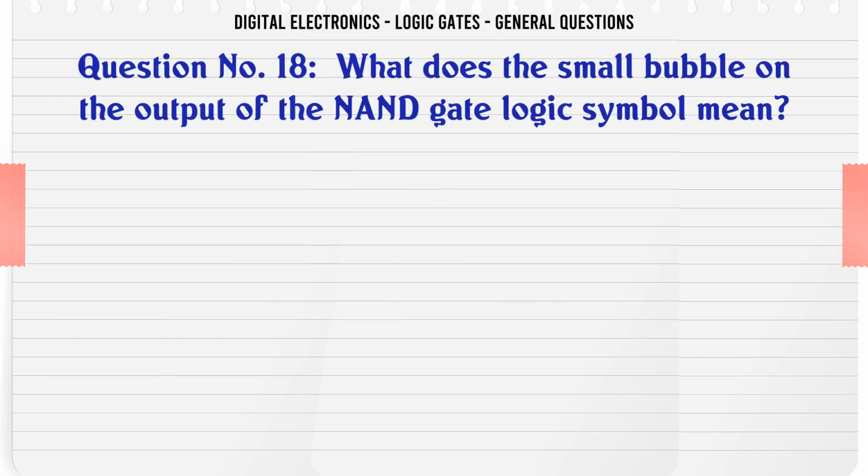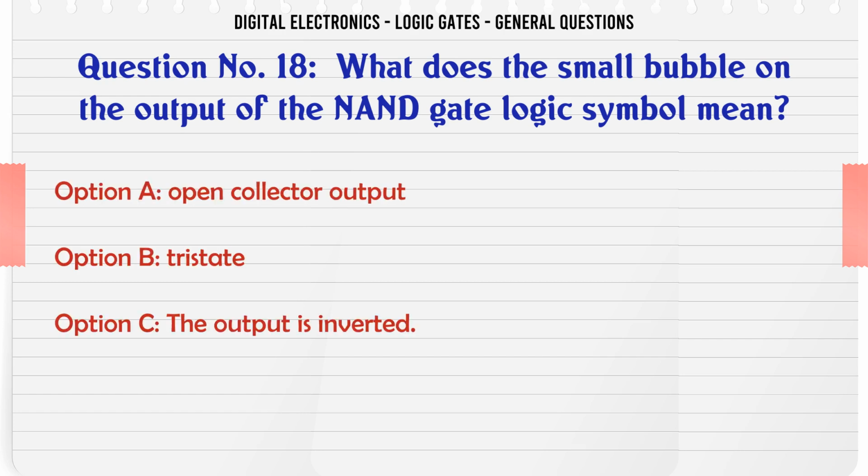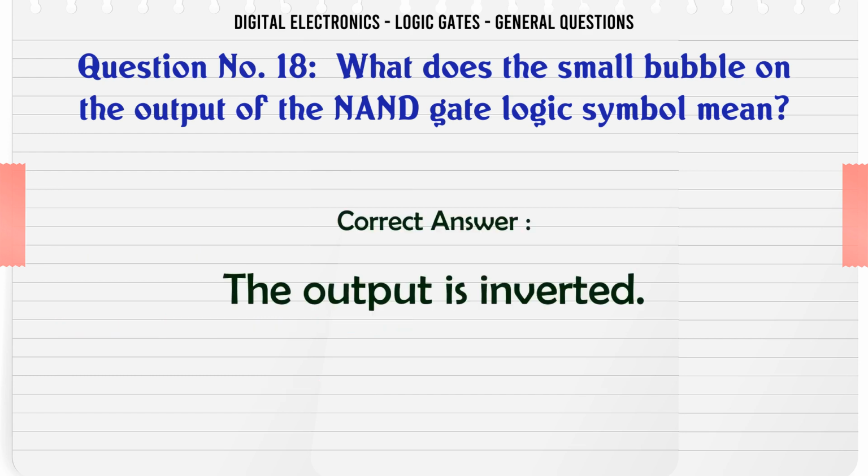What does the small bubble on the output of the NAND gate logic symbol mean? A) open collector output, B) tri-state, C) the output is inverted, D) none of the above. The correct answer is the output is inverted.